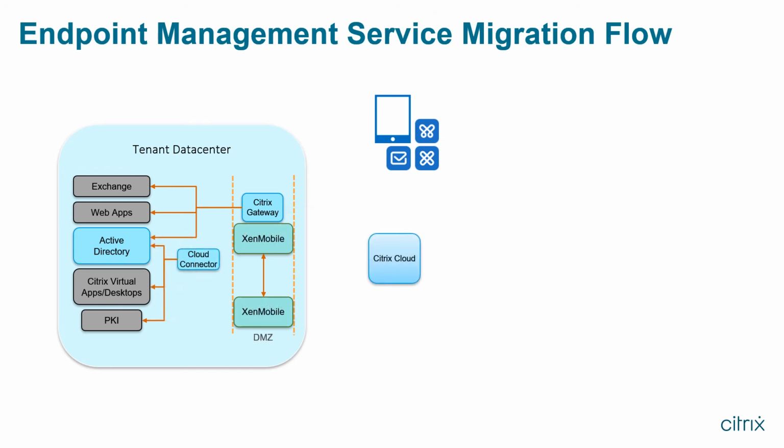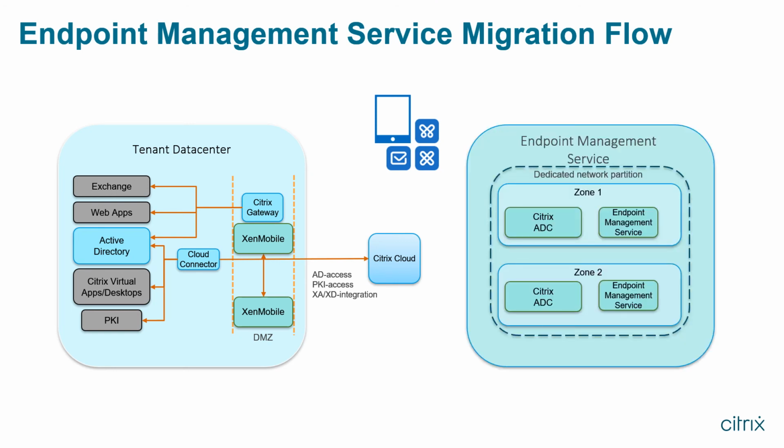Like I mentioned in the previous slide, what we start off with is the Citrix Cloud control plane as well as the cloud connectors. The next step is to provision an endpoint management service on the Citrix Cloud platform. As you can see here, everything is in multiple zones and everything is running in a highly redundant platform. So we take your XenMobile servers and the database and move them over to your endpoint management service.